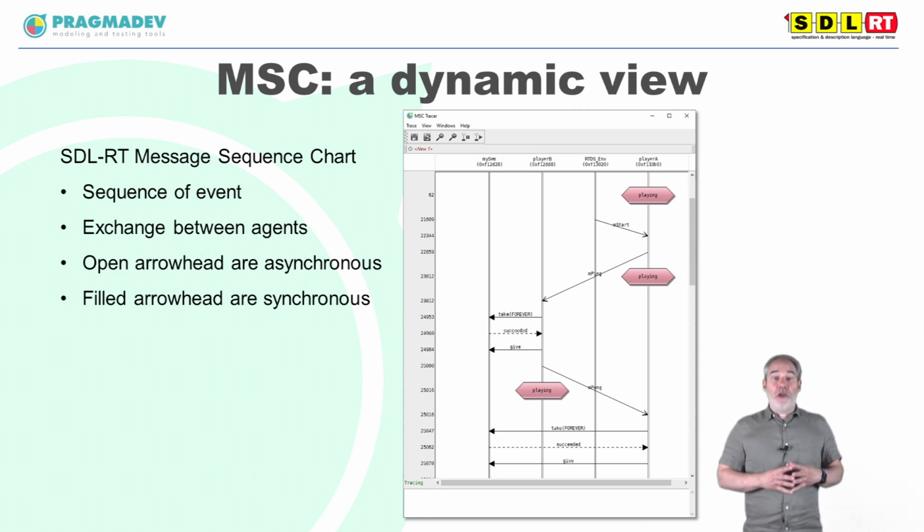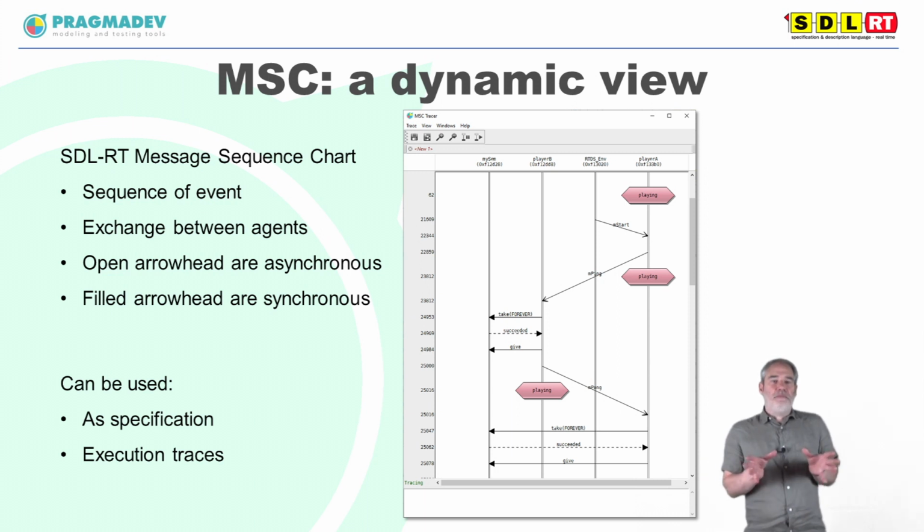Arrows with an open arrowhead are asynchronous. They represent message exchanges or timers. Arrows with a filled arrowhead are synchronous. They represent semaphore manipulations or operation calls. An MSC can be used as an expected behavior, a specification. It can also be used as an execution trace.